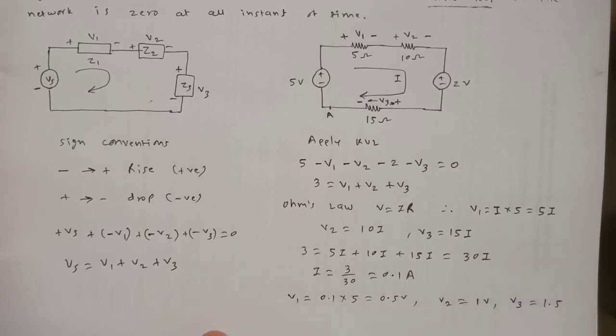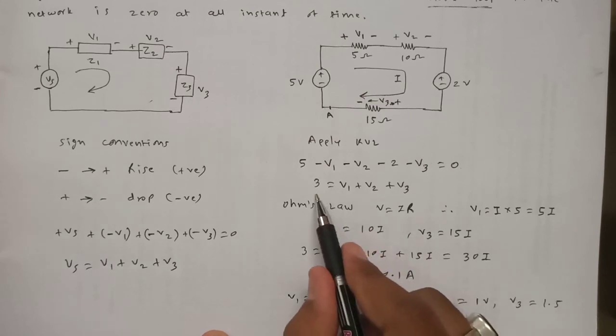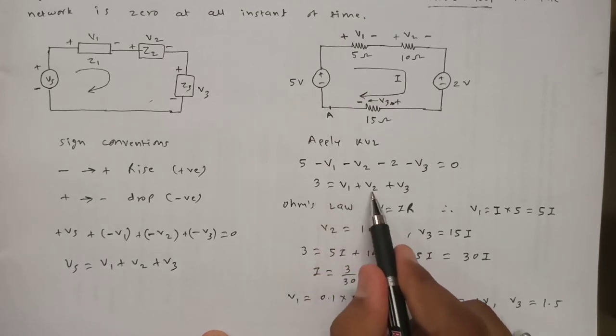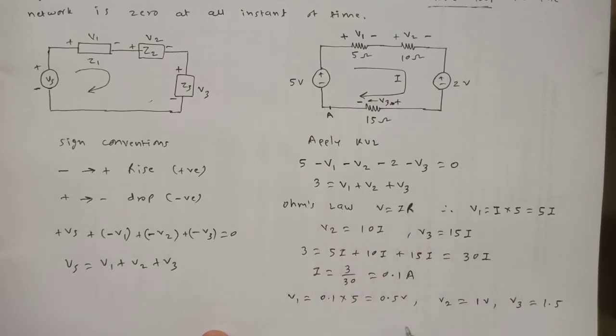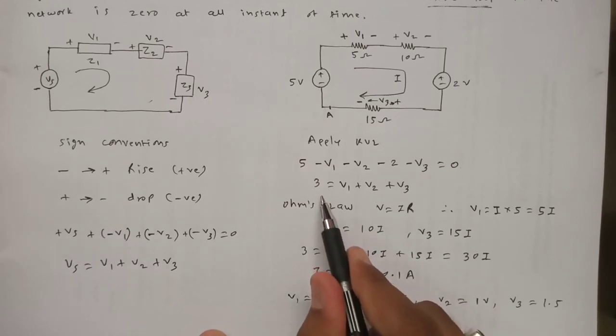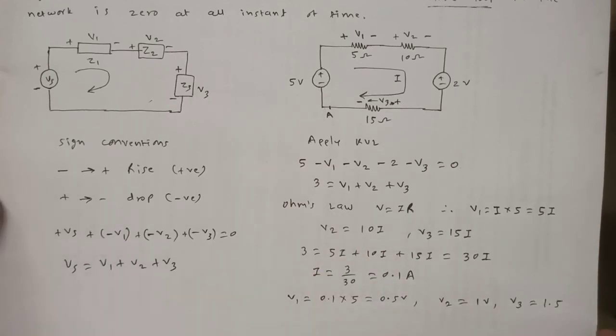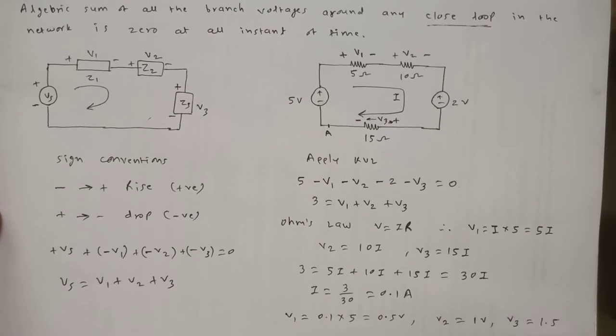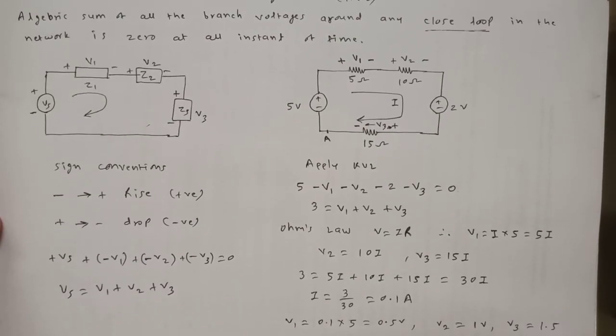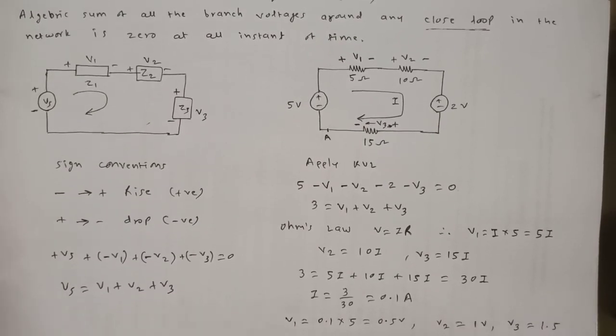Now here you can see, if you add all three voltages, 1.5 plus 1, it is 2.5, plus 0.5, it is 3. So the same thing we have now. V1 plus V2 plus V3, if you put all these values, you can check, it is coming to be 3. So this is how we can use the KVL for finding out the current and voltages flowing in a closed loop.